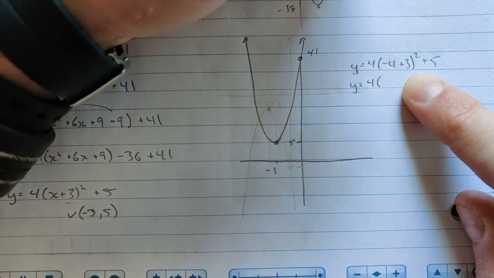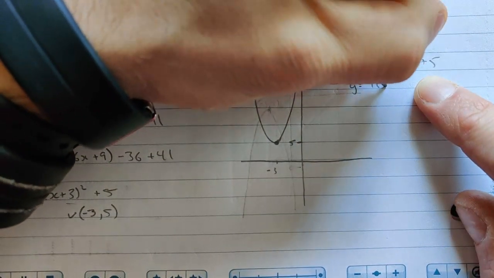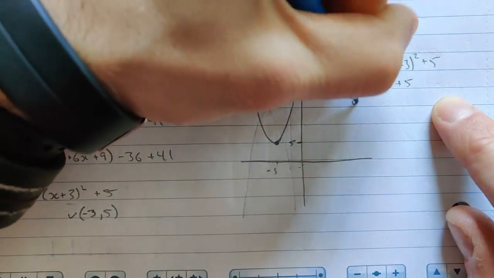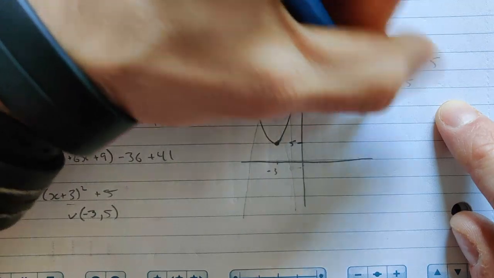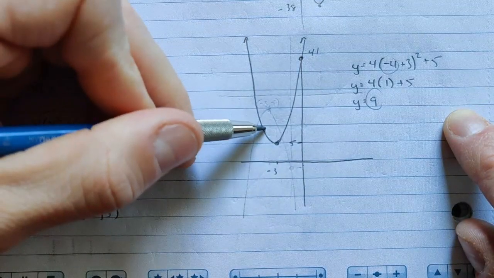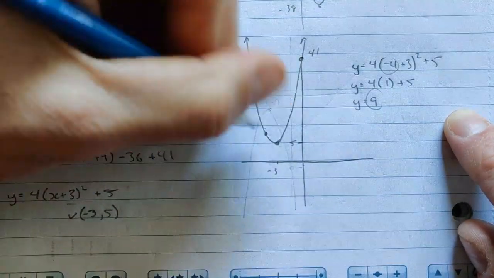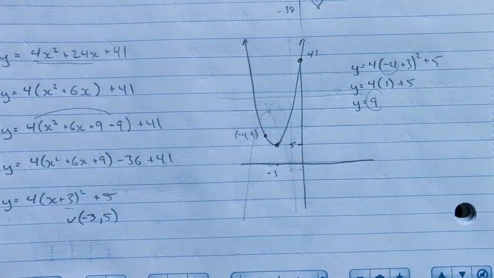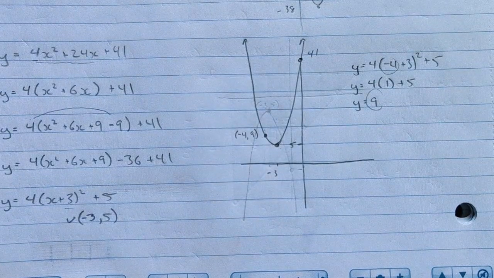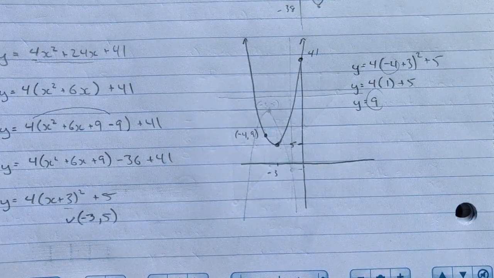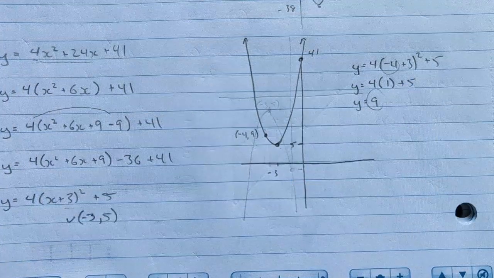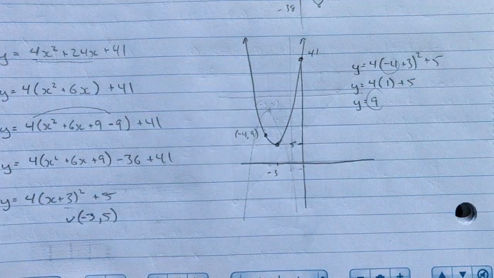-4 plus 3 is going to be -1. -1 squared is going to be 1. So now I have 4 times 1, which is 4, plus 5, y equals 9. So when x is -4, y is 9. So this point here could be -4 and 9. And again, this is just a sketch, so it's fairly rough, and scaling is probably not perfect on it, but that would be another point. If I need to find any more points, I could just pick other x values and sub them in and find their corresponding y values.